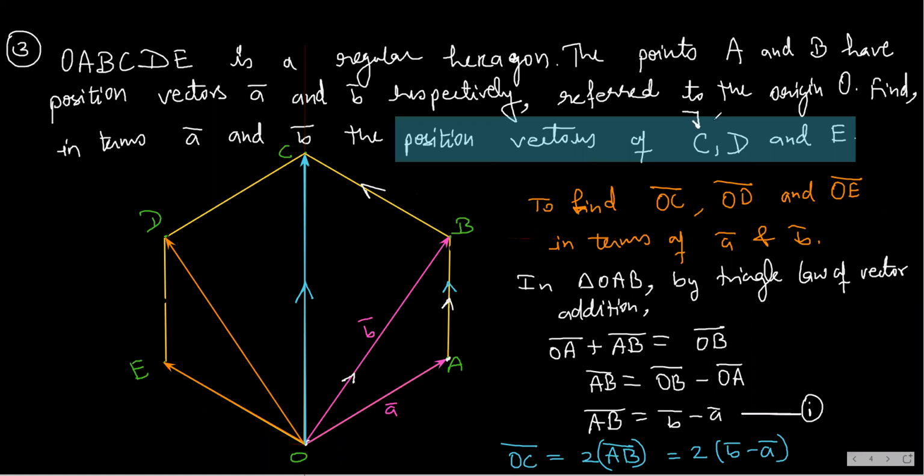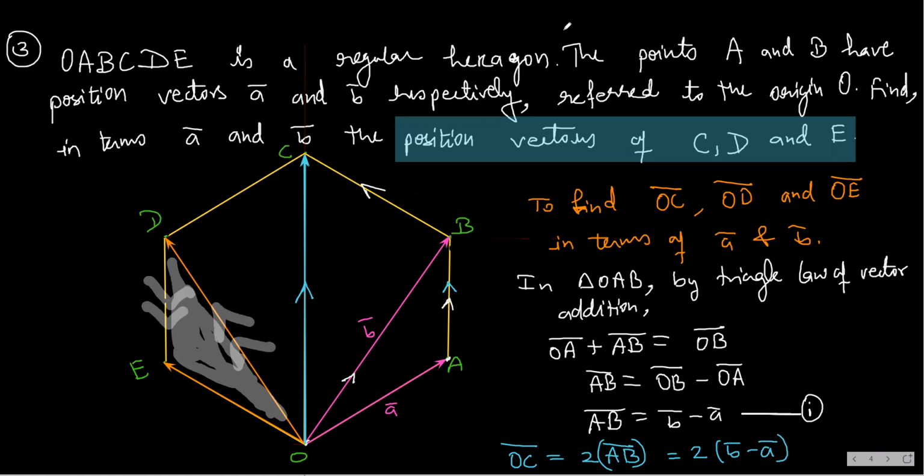So I got the position vector of point C and the position vector of point E. I want now the position vector of point D. So what I will do? I shall now apply the triangle law of vector addition in this triangle ODE. So here I will write OD bar plus DE bar equals to OE bar.